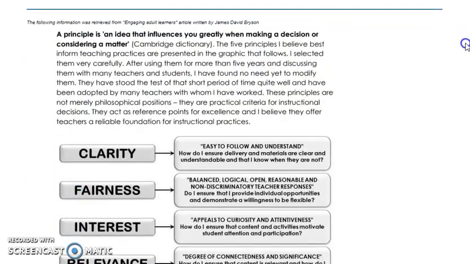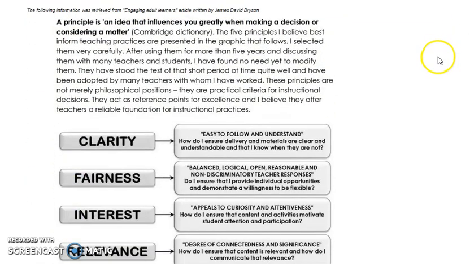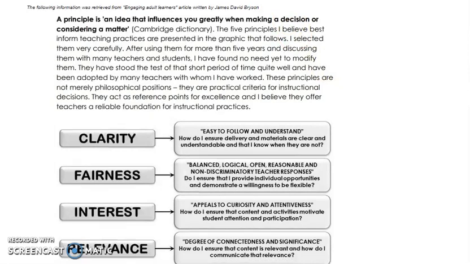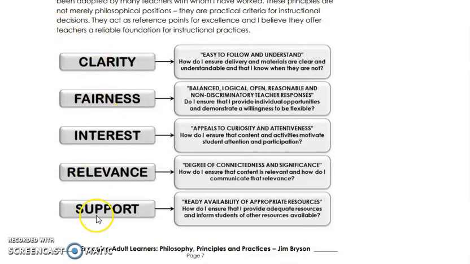Finally, on the implementation, I've included this article I came across, which will be included in the assignment. What it talks about are these 5 principles that need to be addressed to determine whether or not a training program or course was implemented correctly. It starts off with clarity. Was it easy to follow and understand? I'm sure you all are in online courses and you'll get to assess this course, but there's nothing more frustrating than when you don't know what is expected of you from week to week.